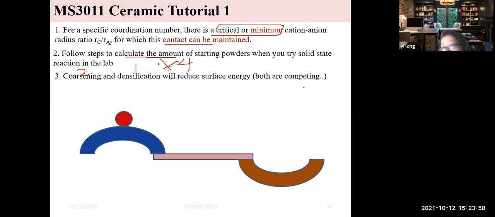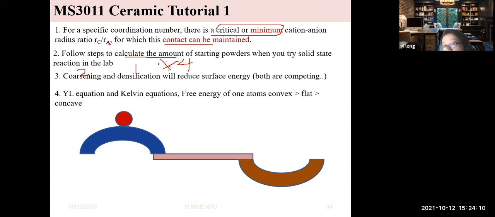We know that they are competing. So how, as material scientists, can we make our atoms move to densification or to coarsening? We have the tricks, and the tricks come from the Young substitution and the Kelvin equation. It is simply because the free energy per atom is different. It is inversely proportional to R. Just now we said R is larger than 0. It's the balloon case, the one you're more familiar with.